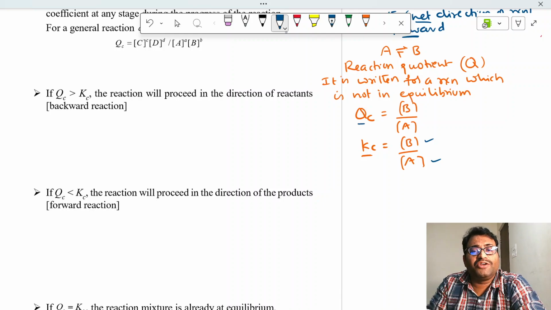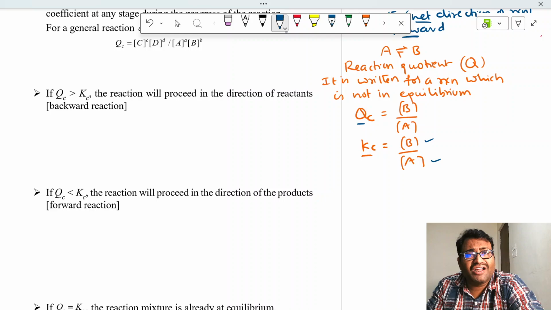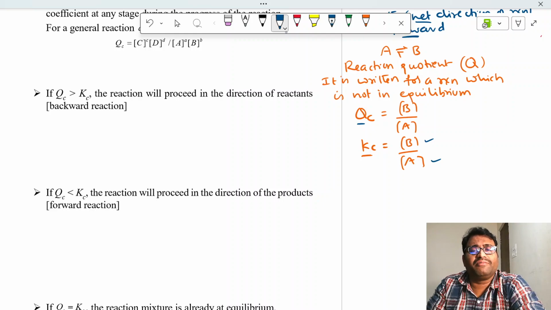When do we write Qc? When the reaction has not attained equilibrium. It is not in equilibrium. Then these are the concentrations of product and reactants at that moment. So Q is written for a reaction which is not in equilibrium. Kc is written for a reaction which has already attained equilibrium. Understood? Okay.